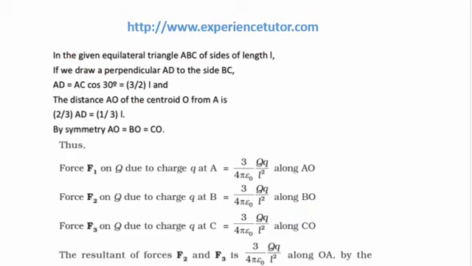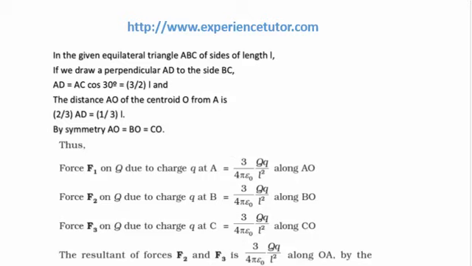In the given equilateral triangle ABC of sides of length L, if we draw a perpendicular AD to the side BC, AD is equal to AC cos theta, which is equal to root 3 by 2 L, and the distance AO of the centroid O from A is 2 by 3 AD, which is equal to 1 by root 3 L. By symmetry, AO is equal to BO is equal to CO.